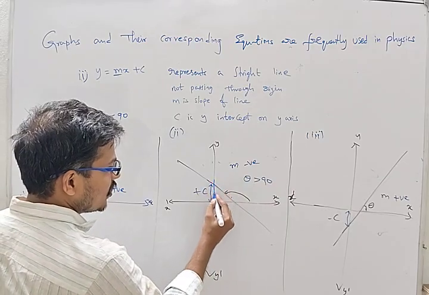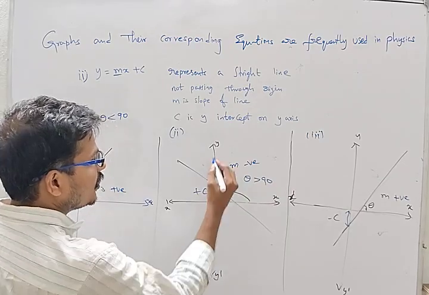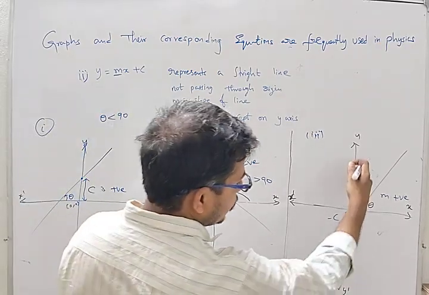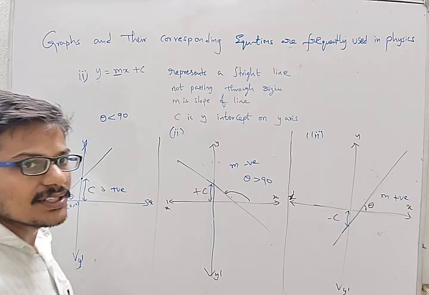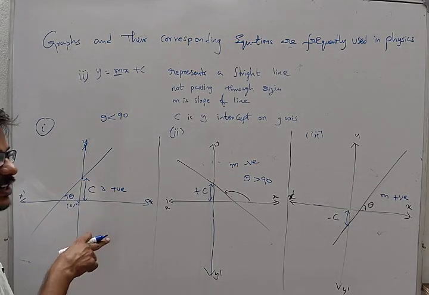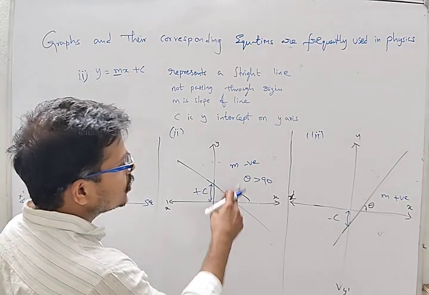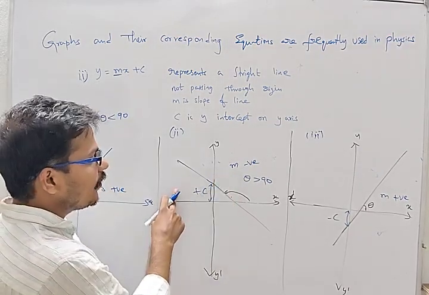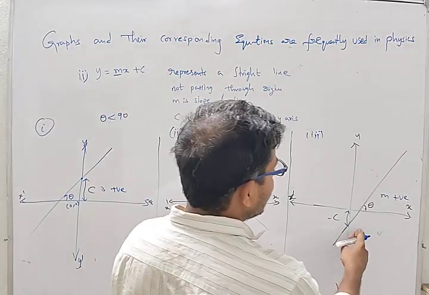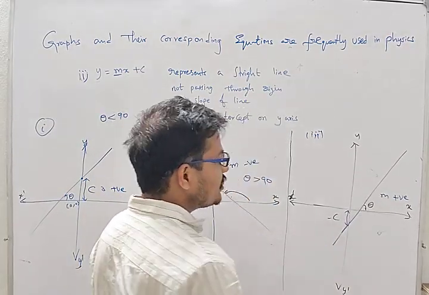Just wait. I think it is not visible to you. Okay, now it is okay. This is the y-axis. Right here, this is the y-axis. Understand? So in the first case, both slope and y-intercept are positive. And here slope is negative, y-intercept is positive. And here slope is positive, y-intercept is negative.